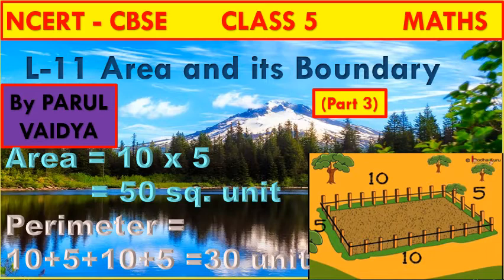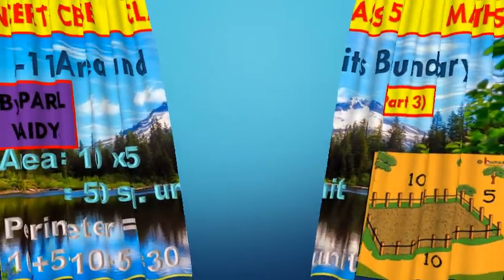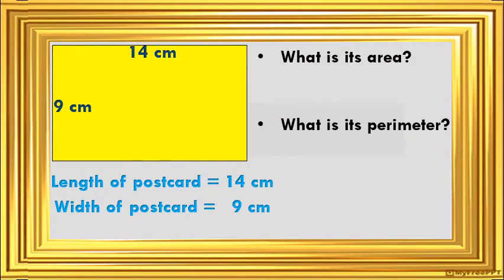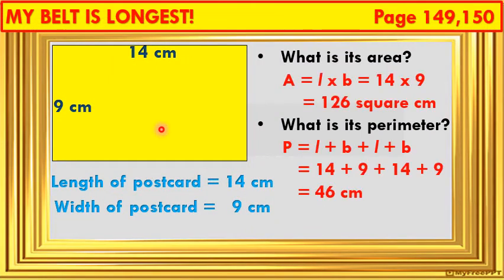Today, we are going to continue lesson number 11, area and its boundary. Let's start. Today, we are going to find area and perimeter using various activities. My belt is longest. Children, now we will be performing an activity for finding area and perimeter.